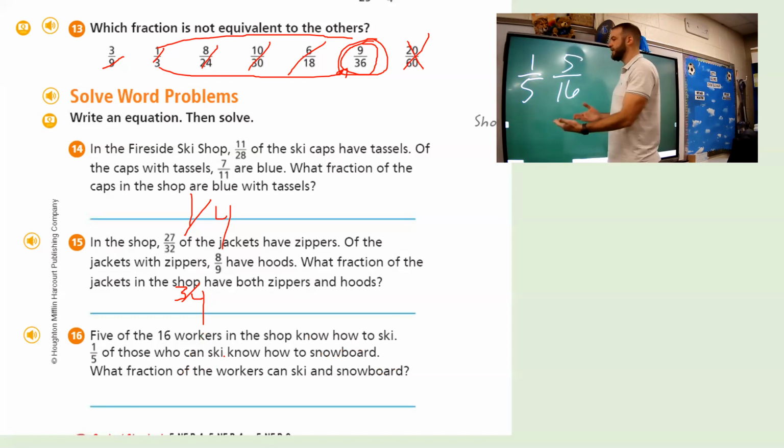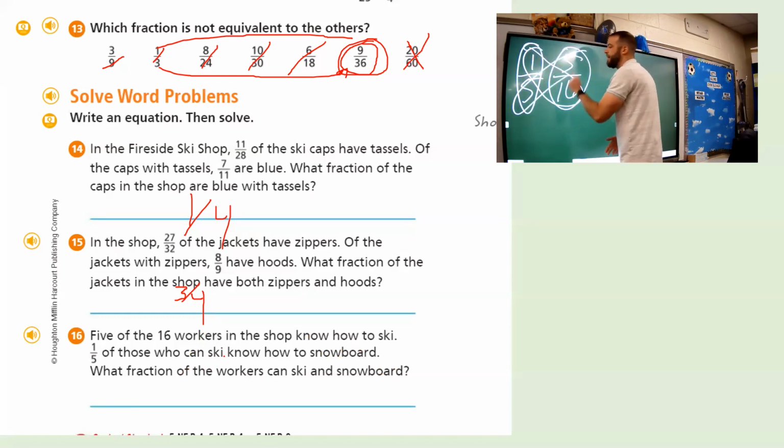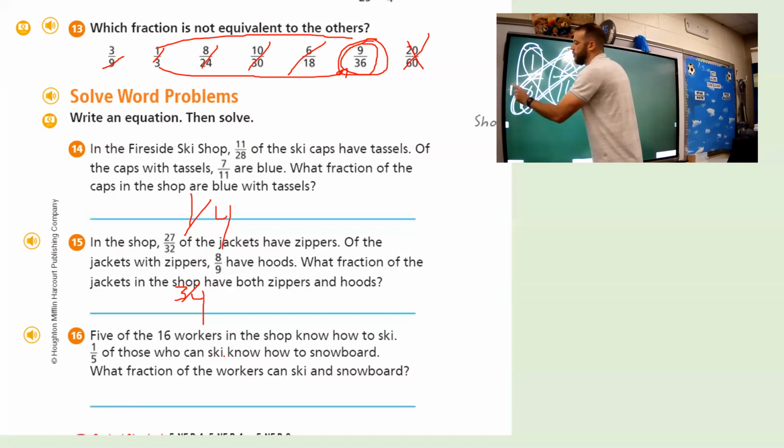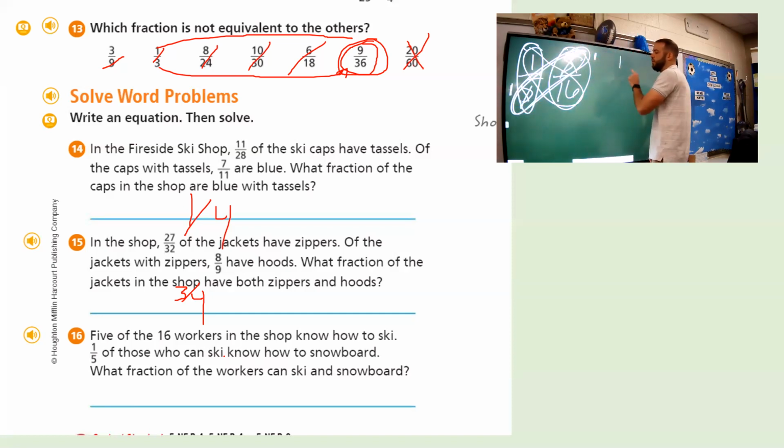So is there anywhere I could reduce first? No. No. No. Yes, I can count by 5s. How many 5s make 5? 1. How many 5s make 5? 1. So 1 times 1 is 1. 1 times 16 is 16. That answer is 1/16.